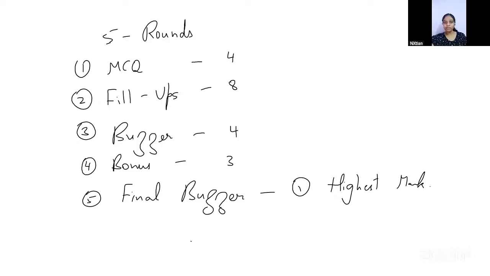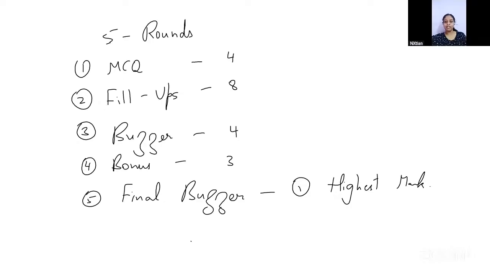Yes, Andrew, I told you this will be 20 questions. So we have 4 MCQ, 8 fill-ups, 4 buzzer. What happens in the buzzer round? The question is displayed, and the person who raises their hand first gets the chance to answer. That is your buzzer. In the bonus, the persons who are second, third and fourth place get the chance to answer. And in the final buzzer, the person who raises their hand first gets the chance to answer the last question, having the highest marks.